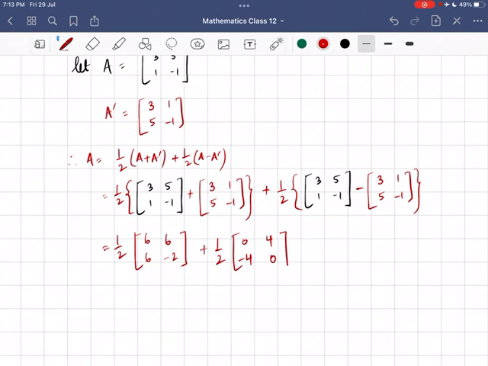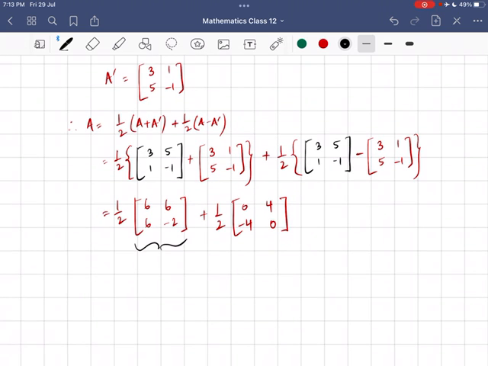So this is how we express any matrix as a sum of symmetric and skew symmetric matrix. This is the portion which represents the symmetric, and this is the portion which represents the skew symmetric. If you add them up, you will get the same matrix A again. So you just leave the answer like this.